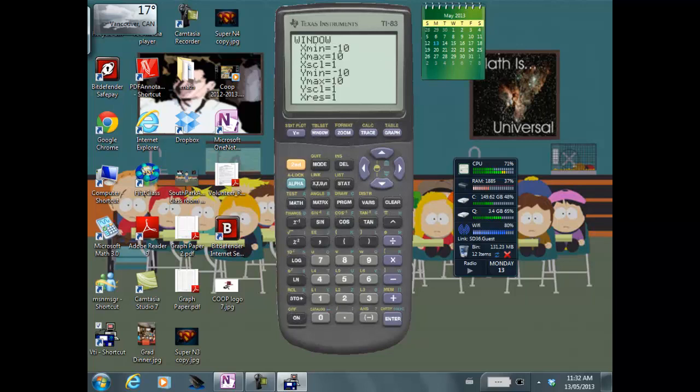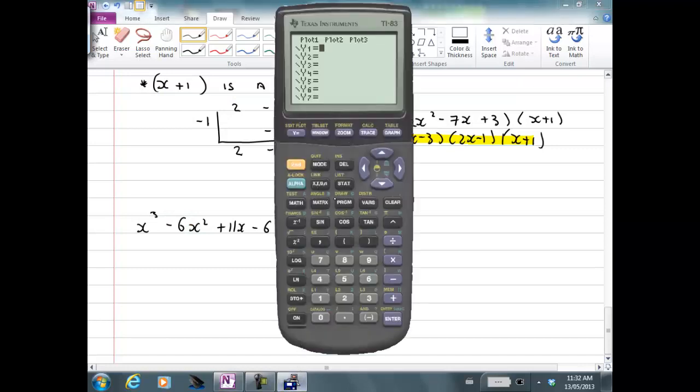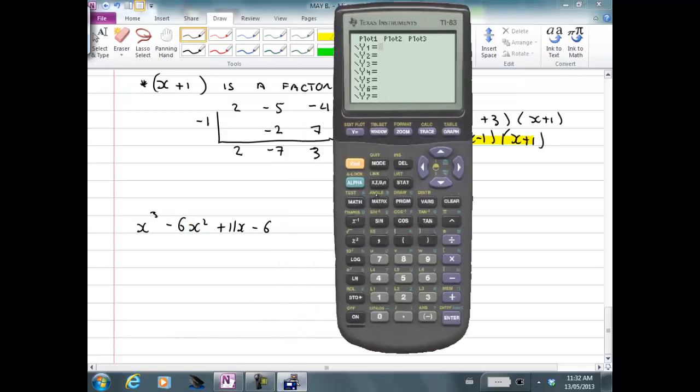I go window, make sure my window is fine. I'll clear all this stuff up. And let's do this. This will be x cubed minus 6x squared plus 11x minus 6. Hit graph. And hey, looks like an N. Exactly what I predicted. Now, if you want, you can zoom in just a bit to see.